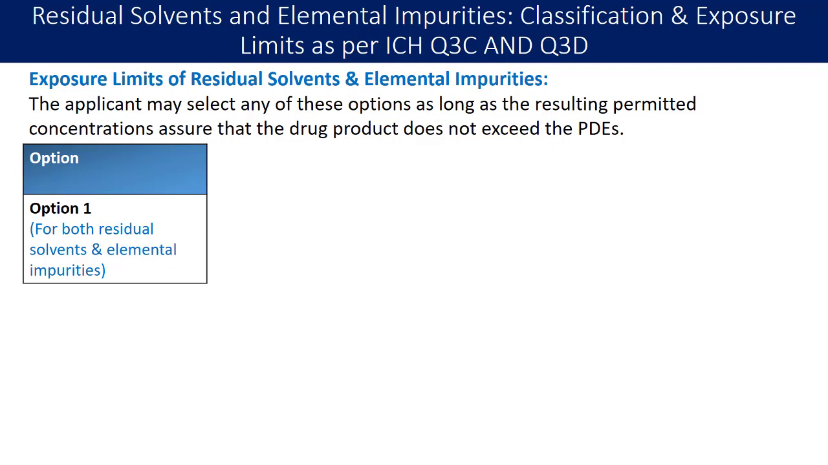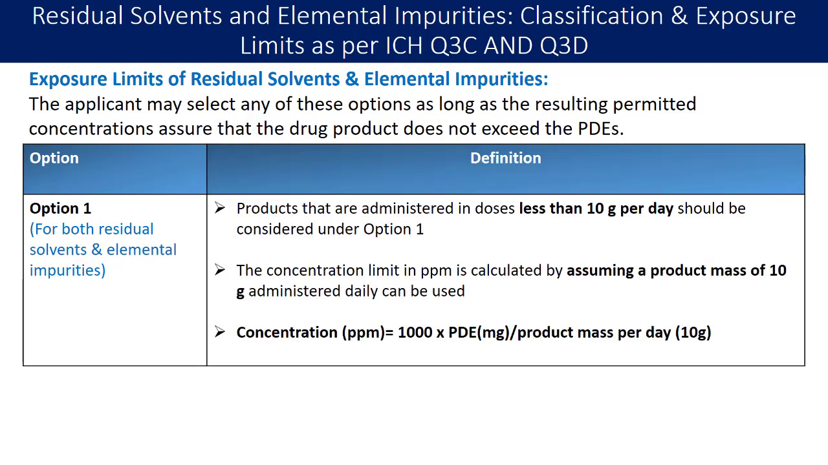So again, this option 1 is common for residual solvent and elemental impurities. Though the guidelines are different, as far as the content is concerned, it is almost one and the same. So you can adopt the same approach for residual solvent and elemental impurities if you are defining the exposure limit according to option 1. So what is option 1?